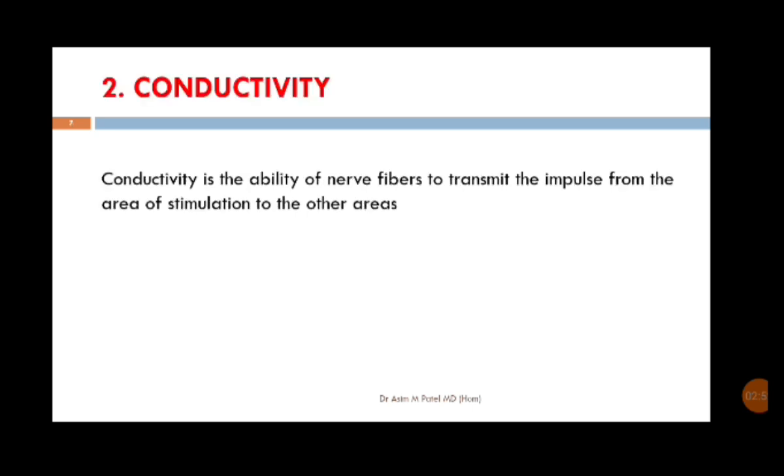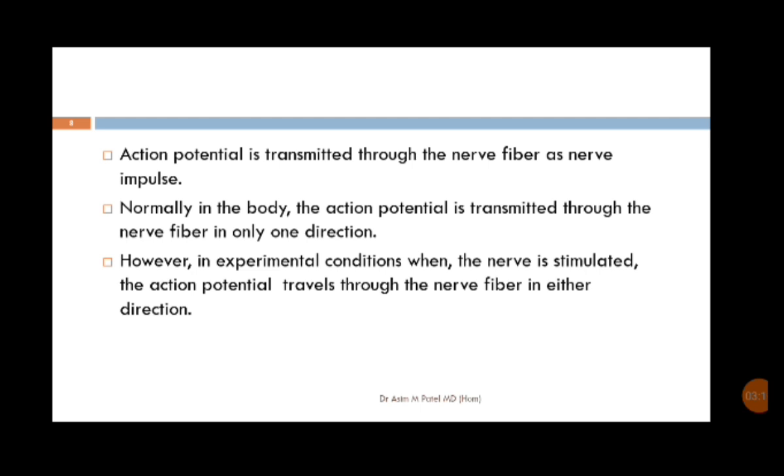Then the second property of nerve fiber is conductivity. Conductivity is the ability of nerve fibers to transmit the impulse from the area of stimulation to other areas. Action potential is transmitted through the nerve fiber as nerve impulse. Normally in the body, the action potential is transmitted through the nerve fiber in only one direction. However, in experimental conditions, when the nerve is stimulated, the action potential travels through the nerve fiber in either direction.